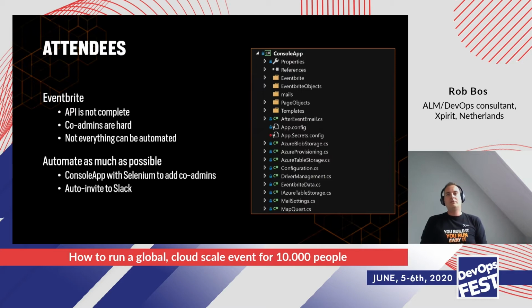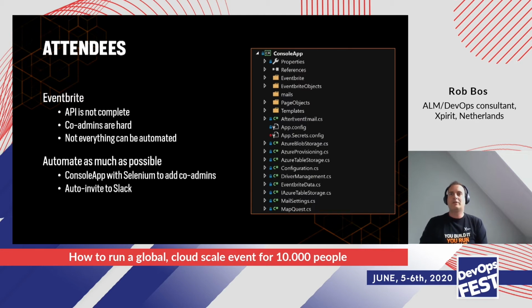What we learned from doing that is that Eventbrite does have a nice API where you can create events and send mails and do things, but there are a lot of things that are not available in the API. So we chose to go with a platform that was available out of the box, and when we started programming against it, because we had 90 venues and you don't want to do that by hand, of course, you learn that things are hard. For example, creating the co-administrators for an event cannot be done with the API. You have to do that through the website.